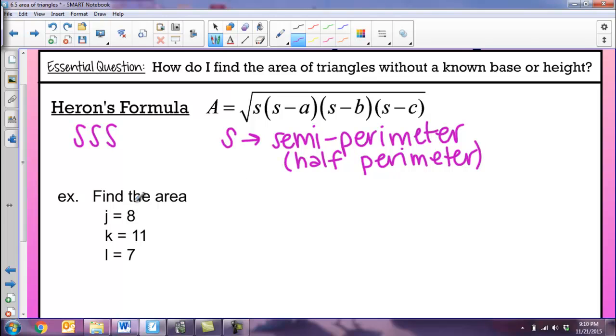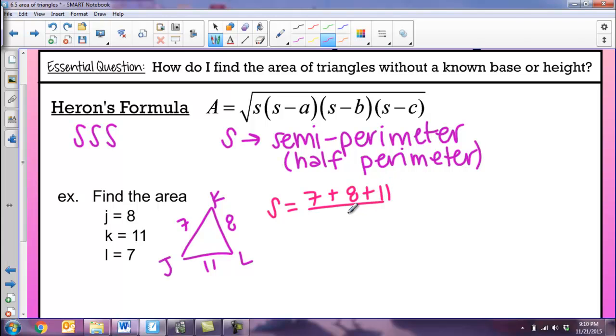So what we're going to do here is find the area of JKL, and we're going to draw that picture. JKL, side opposite of J is 8, side opposite of K is 11, and side opposite of L is 7. So this is very obviously a side-side-side triangle. So the first thing we've got to do before I use this formula is figure out what that semi-perimeter is. So if I take it and find the perimeter, so I'm just going to add up all the sides, and then I'm going to divide it by 2. So again, take your perimeter, divide it by 2, and I would get that the semi-perimeter is 13.